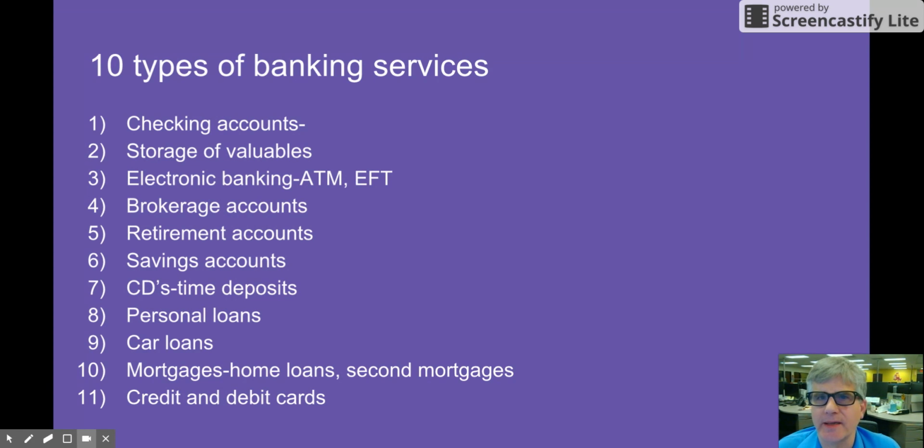Now, there are 10 different types of banking services I'm going to list out. There's probably a lot more. But there's checking accounts, there's storage of valuables, like a safe deposit box, an ATM or electronic banking where you can do banking over the phone or by computer. There's brokerage accounts, which is where you can buy and sell stocks. There's retirement accounts for your retirement savings, they're called IRAs. There are savings accounts where you put your money and just keep for a rainy day. There are CDs, these are time deposits, 6 months, 1 year, 3 year, 5 year times where you keep your money in for that time, and it's a higher interest rate. Personal loans, car loans, mortgages, which are for houses. You can have home loans or second mortgages. And then there's debit and credit cards. And these are the typical types of services for banking.